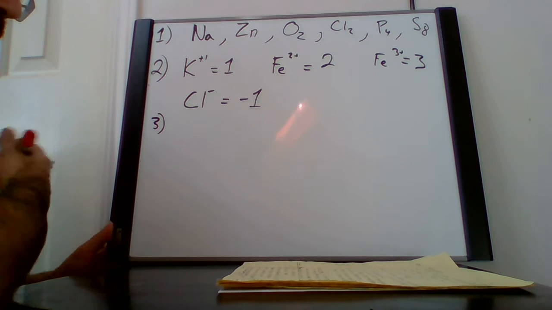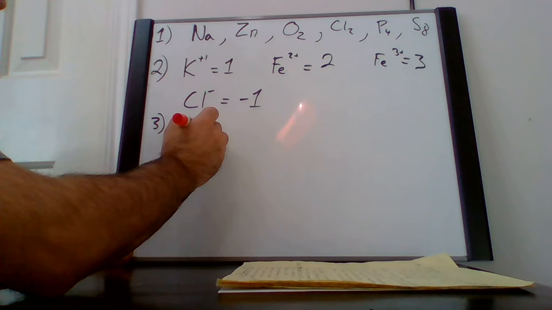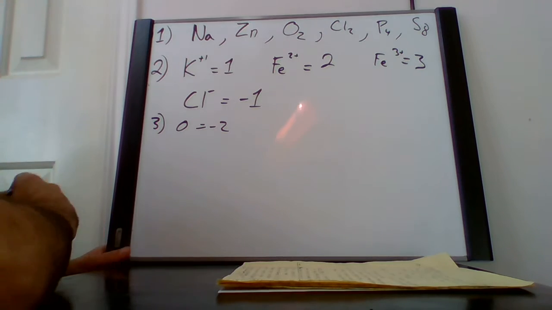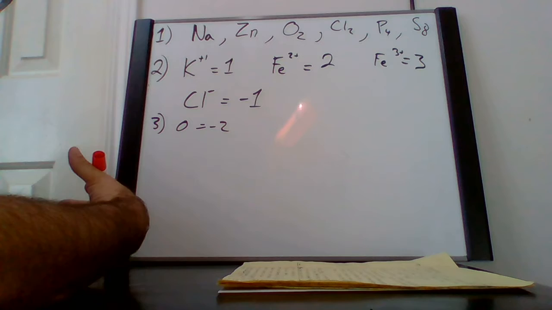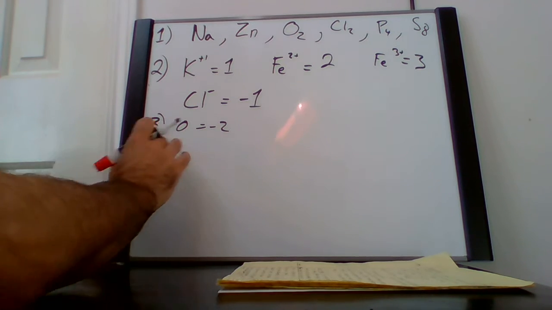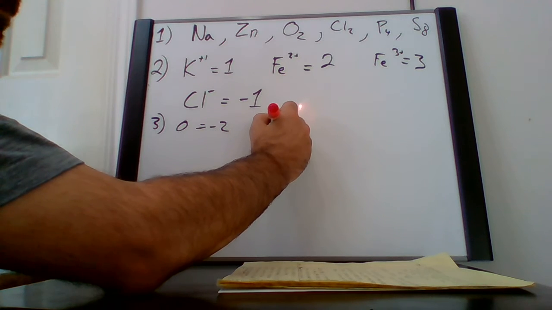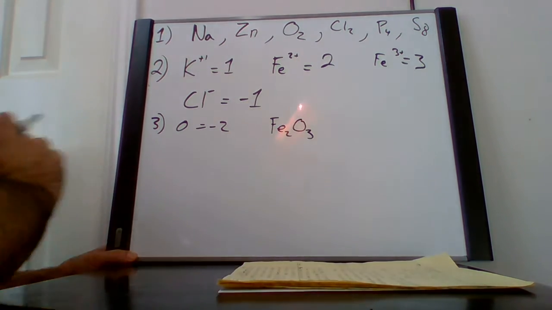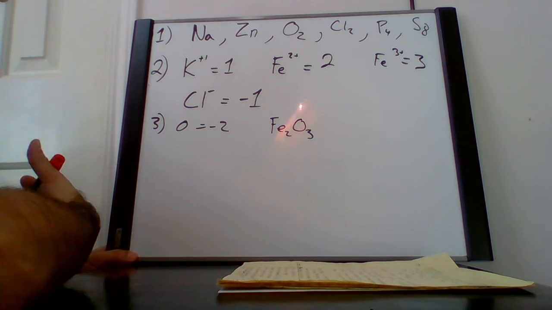Rule 3, oxygen. Oxygen on its own as an ion is going to equal -2. If it's in the O2 form, it would have a 0. However, if it's oxygen bonded with anything, we're going to have it as a value of -2. So we can talk about maybe Fe2O3. Each of these oxygens would have an oxidation number of -2.